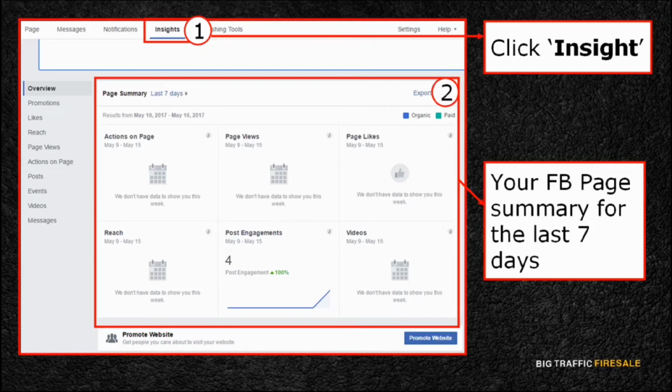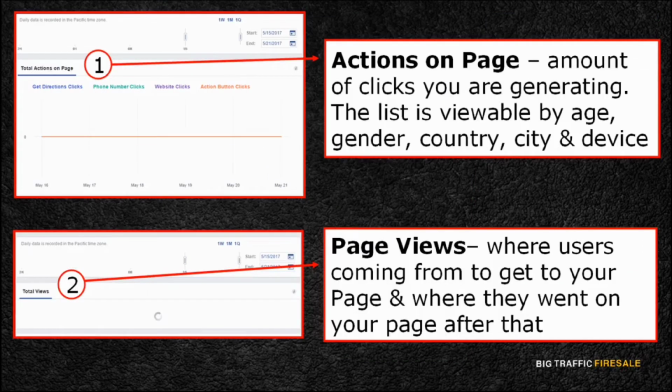You will be shown your actions on page, number of page views, number of page likes, amount of reach, post engagement, and videos. Actions on page shows the amount of clicks you're generating. These clicks are generated from users who want directions, phone numbers, your website, and action buttons. This list is viewable by age, gender, country, city, and device.